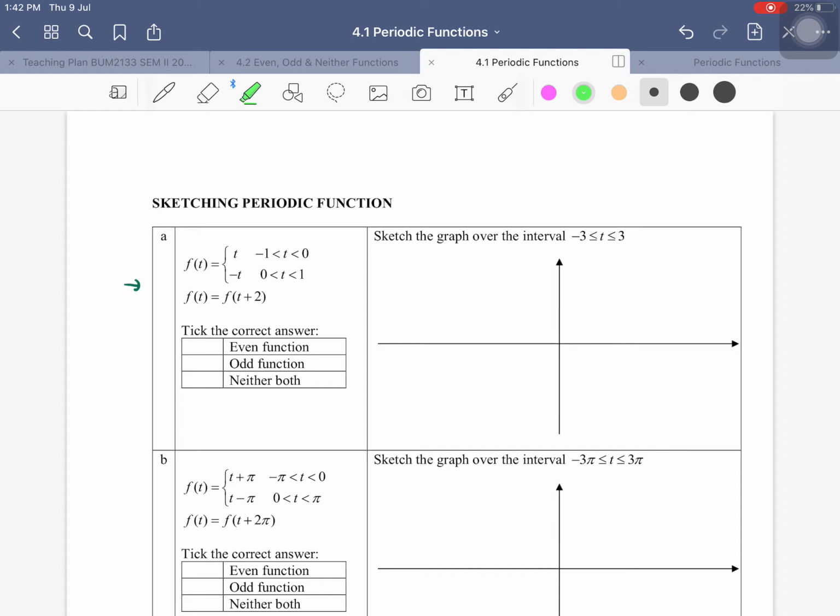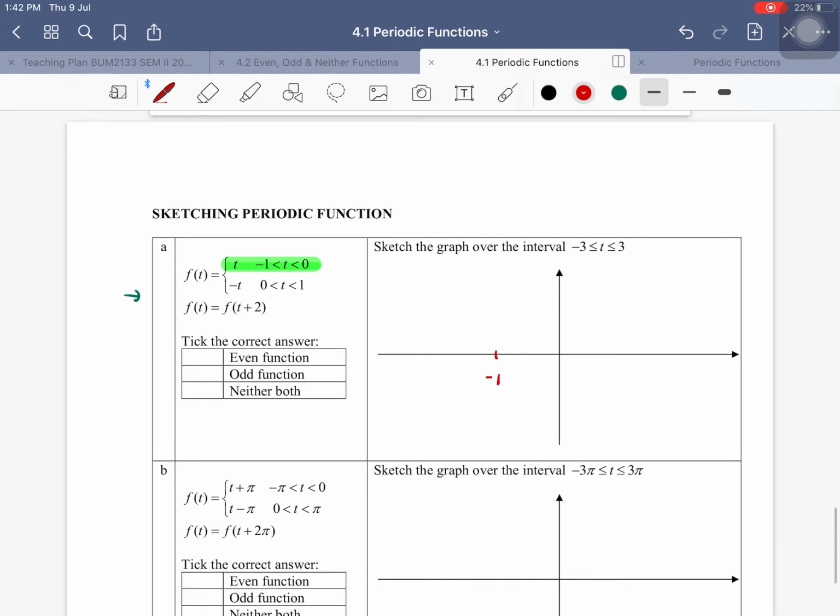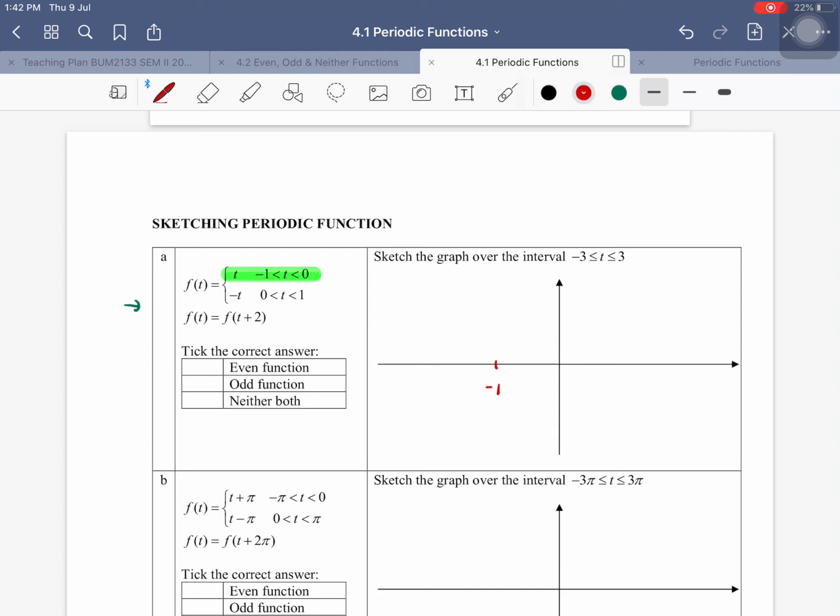I'm going to start with the first one, which is going to be f of t equal to t, for t from -1 until 0. So here, let me put the axis first. I'm going to have -1 somewhere over here. And I'm going to use the same trick that I've shown you before. When t, I'm going to take the lowest and the highest value.